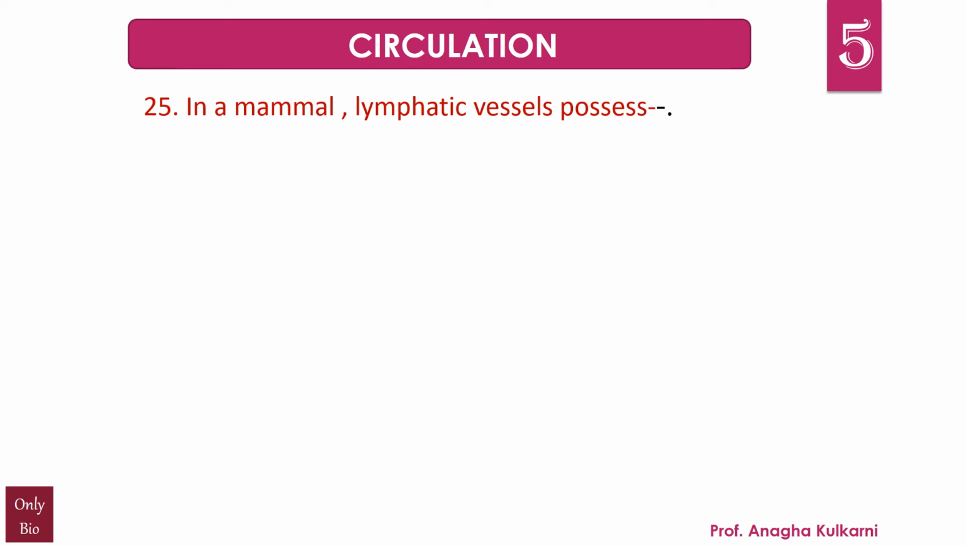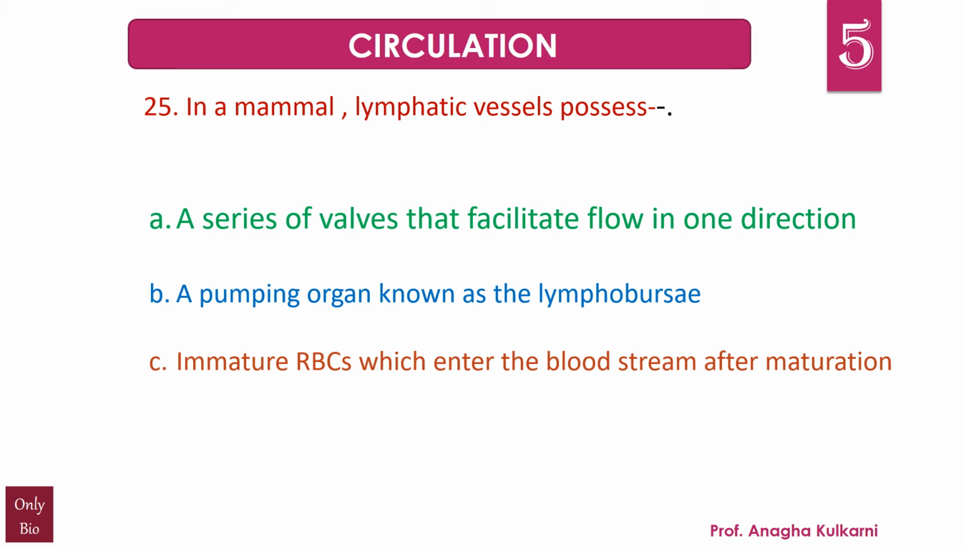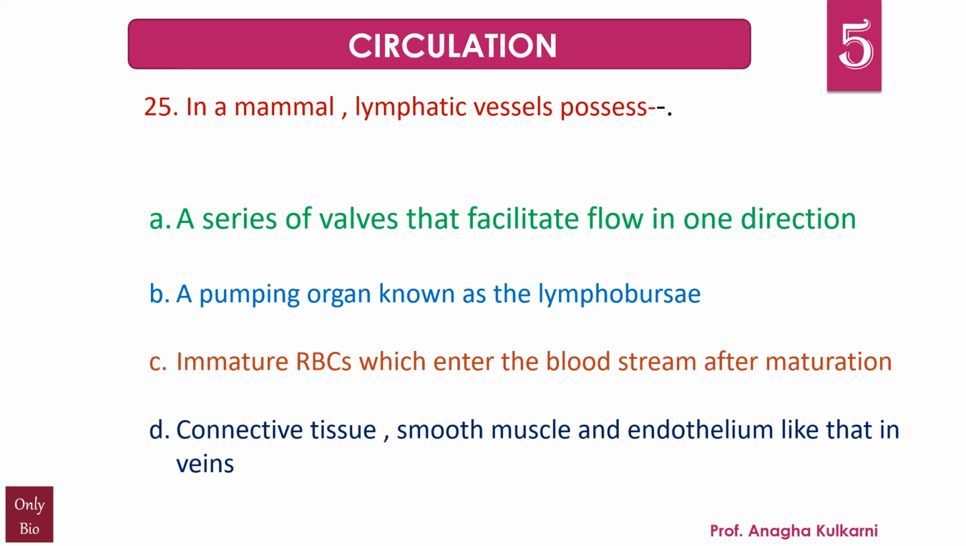Question number 25. In a mammal, lymphatic vessels possess dash. A. A series of valves that facilitate flow in one direction. B. A pumping organ known as the lymphobursae. C. Immature RBCs which enter the bloodstream after maturation. D. Connective tissue, smooth muscle and endothelium like that in veins. And the correct answer for this question is A. So in a mammal, lymphatic vessels possess a series of valves that facilitate the flow in one direction.